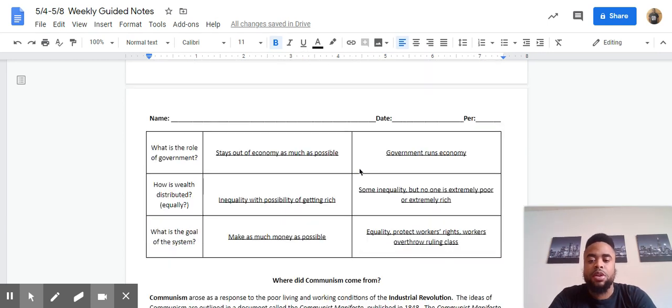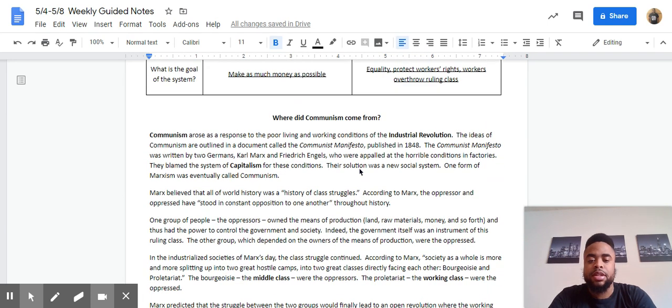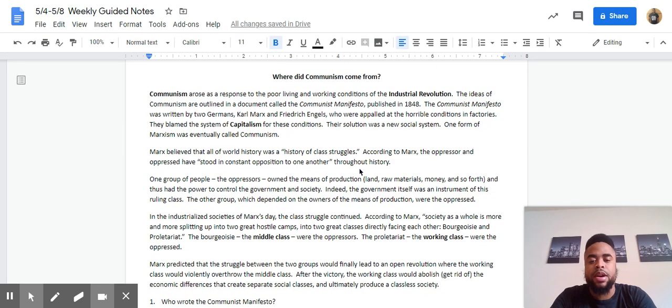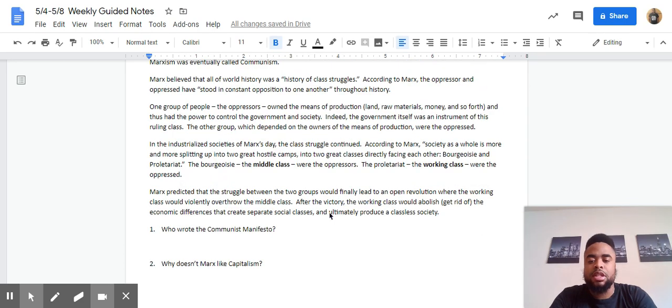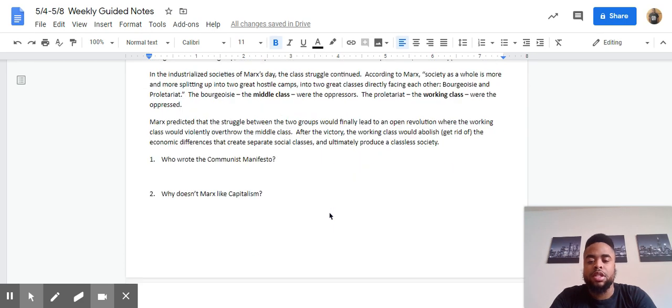And then when we move down, there's a text about communism that explains where it came from, the famous document called the Communist Manifesto, and all the details with communism. There are questions also attached to that.